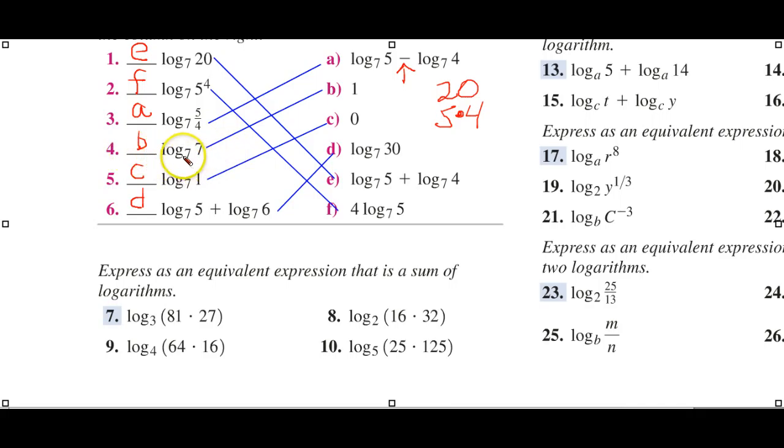In number 4, as we look at log base 7 of 7, when you see this relationship here, it's always going to be a 1, because 7 to the first power is 7. And that's a technique we're going to use in a number of places in our next 2 lessons.